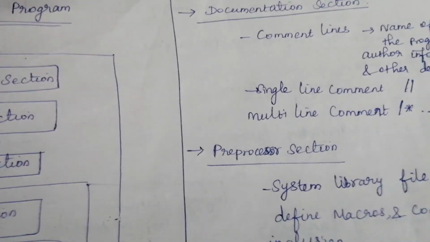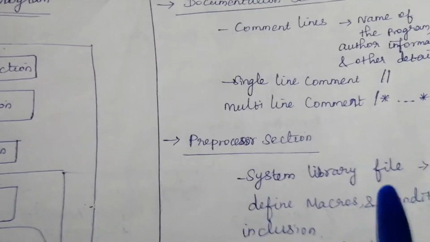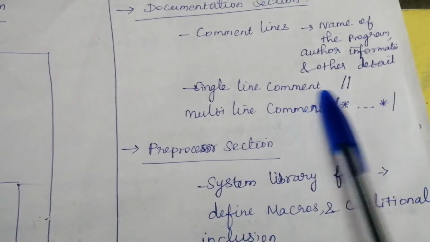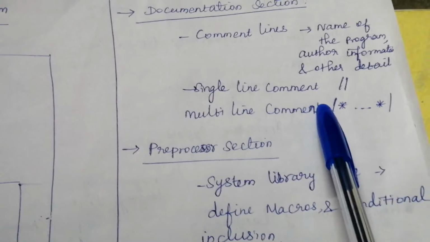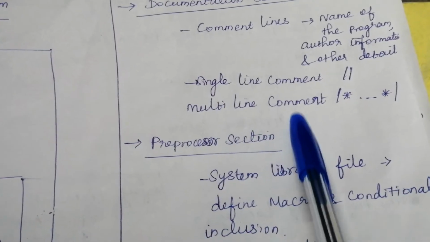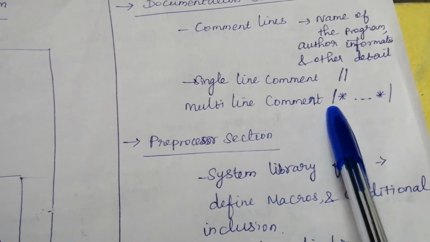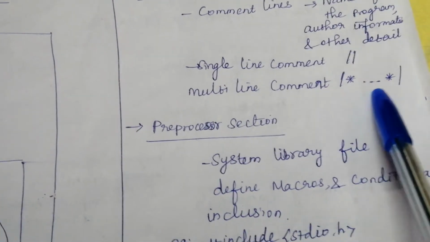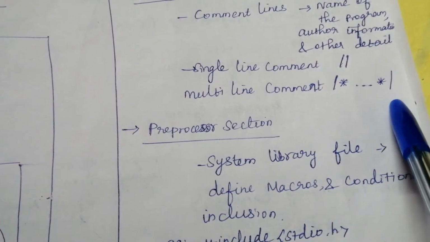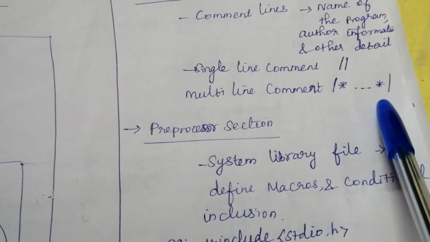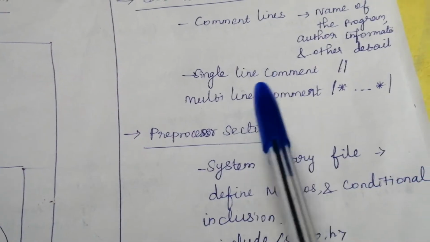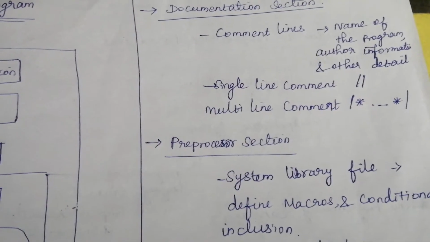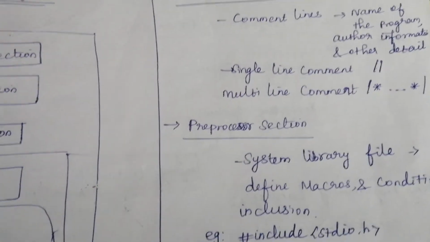A single line comment starts with a symbol like a double slash. After that you can write a single statement. This is denoted as a single line comment. A multi-line comment starts with a symbol like slash asterisk. After that you can write one or more statements and then end with asterisk slash. So this is about multi-line comments. These comment lines will not be executed by the compiler since they are not executable. So this is about the documentation section.